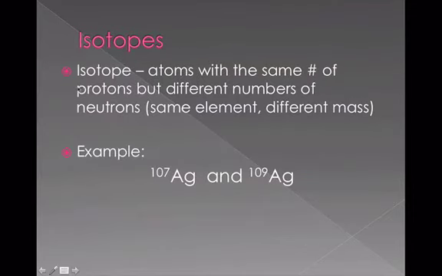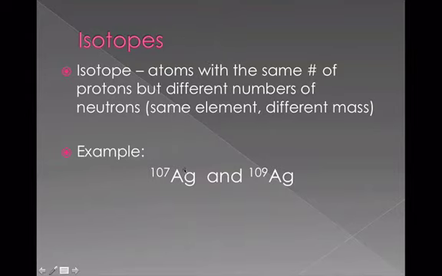Okay, those were ions. The next thing we're going to talk about are isotopes. Isotopes are atoms with the same number of protons but a different number of neutrons. What that means is it's the same element, it just has a different mass. We've changed the mass within the nucleus.